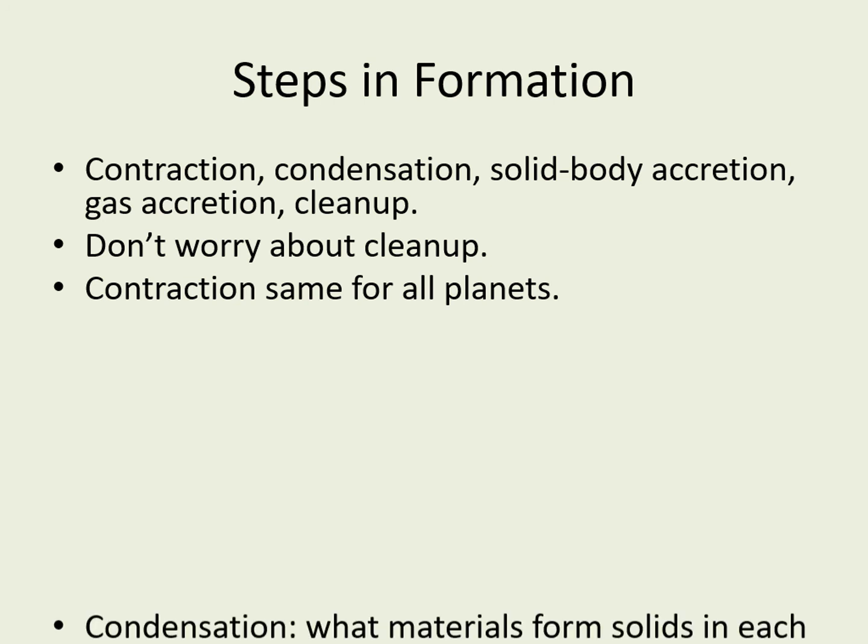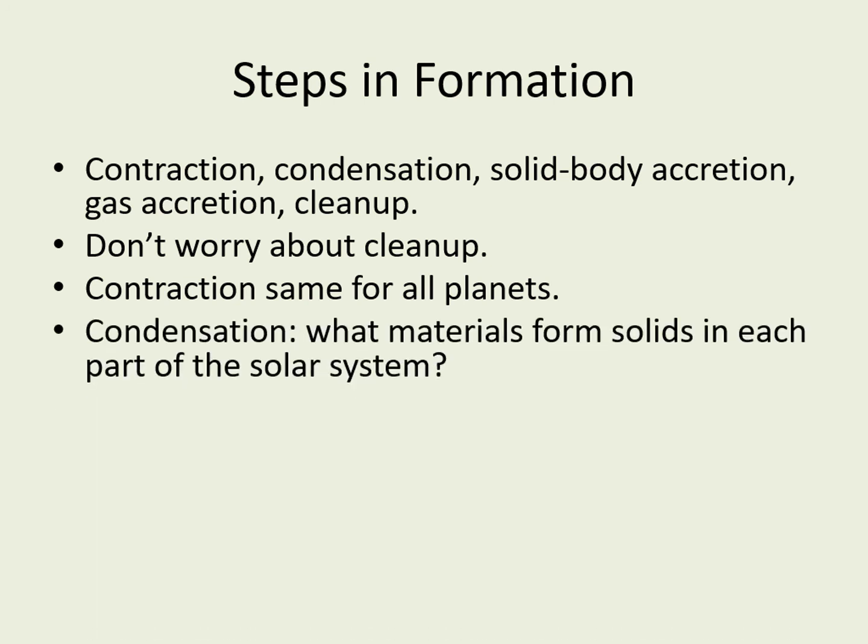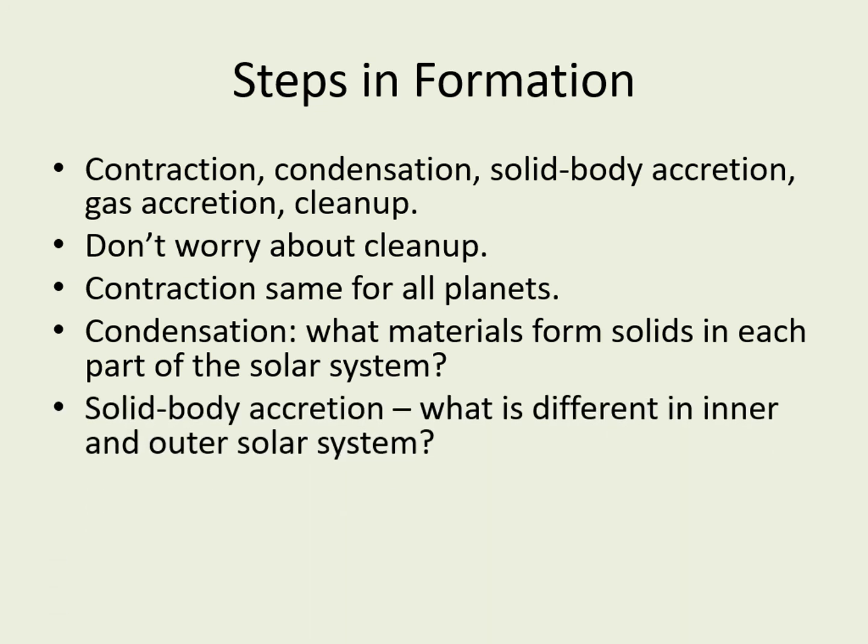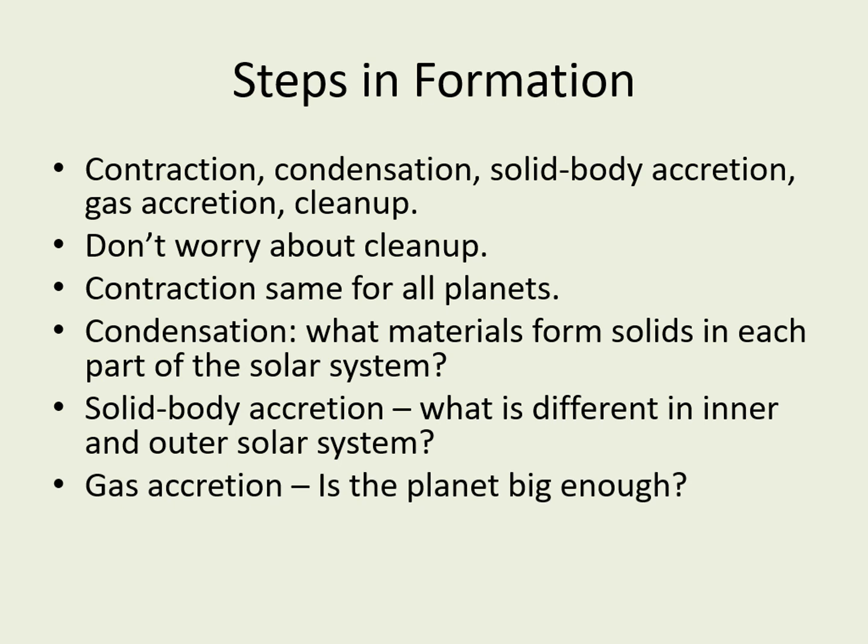So remember that in the condensation phase, different materials condense in different parts of the solar system. You'll want to describe which materials condense to form these 2 planets based on where they're located. The density can help support your conclusions here. For solid body accretion, you'll need to discuss how this is different in the inner and outer solar system, and how big the planet gets from this. If the planet is big enough to go through gas accretion, then you should explain how you tell and how much gas this implies the planet is made from.